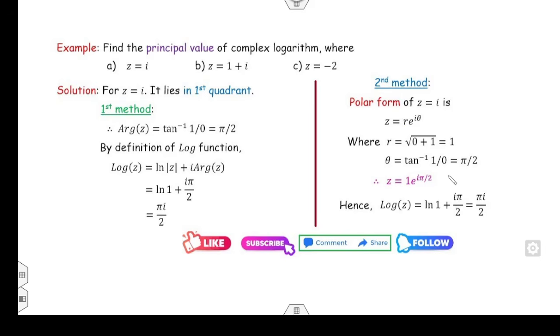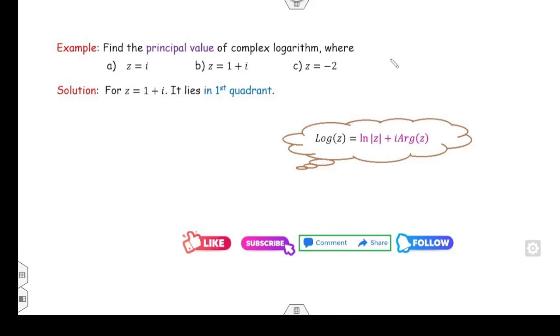Fine. Let us look at the second one. z is equal to 1 plus iota. In which quadrant does this lie? Yes, it lies in the first quadrant.